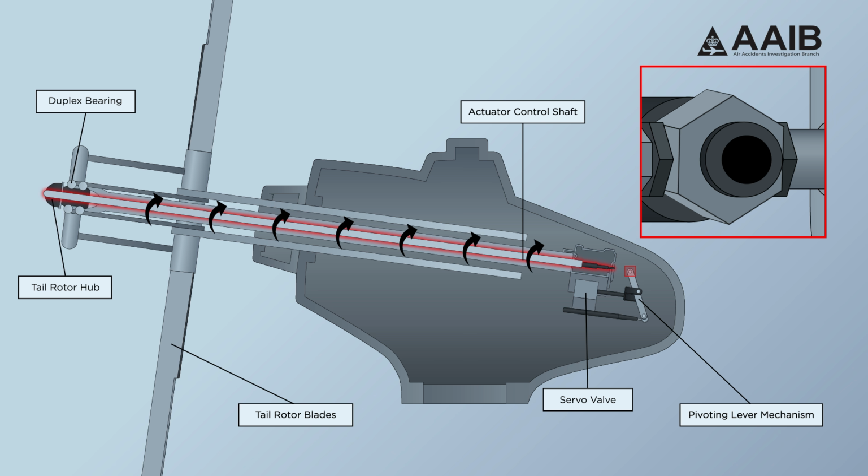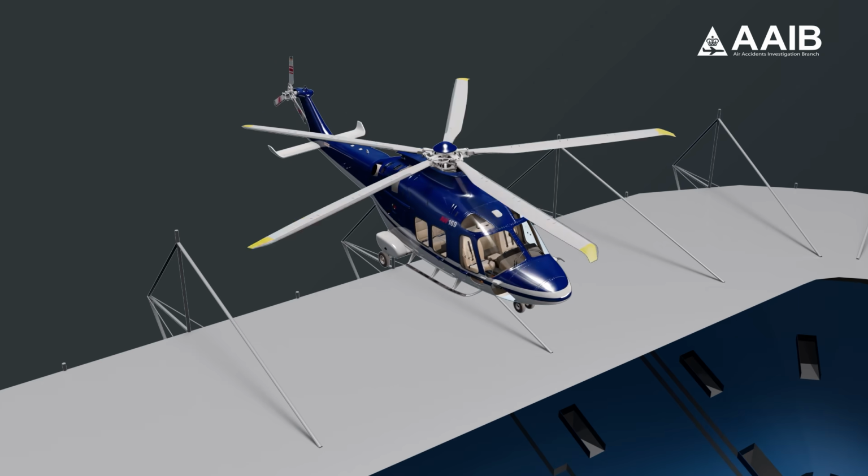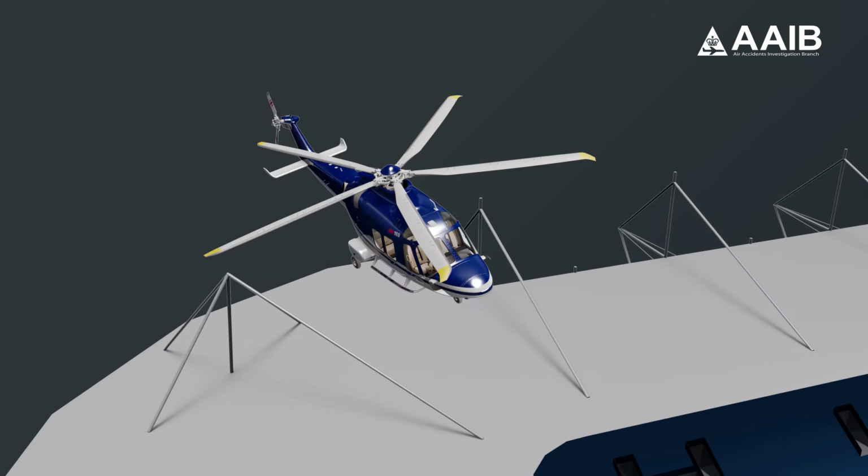The control shaft became completely disconnected from the lever mechanism, so when the pilot attempted to stop the turn, the control shaft continued to move until the tail rotor blades reached their limit of travel, adding to the torque from the main rotors. This caused the helicopter to spin rapidly out of control.